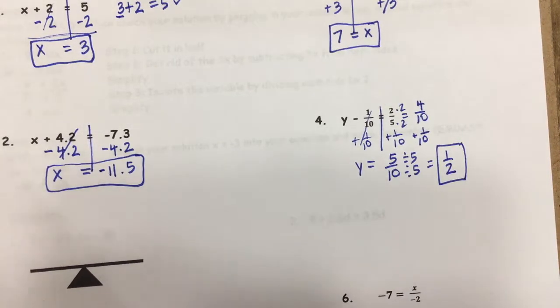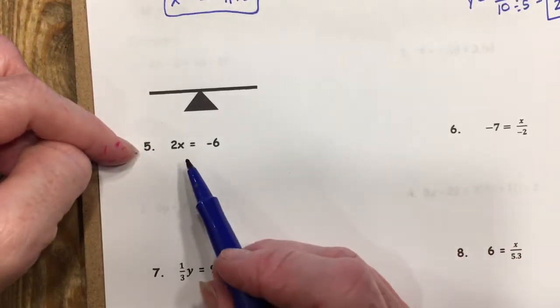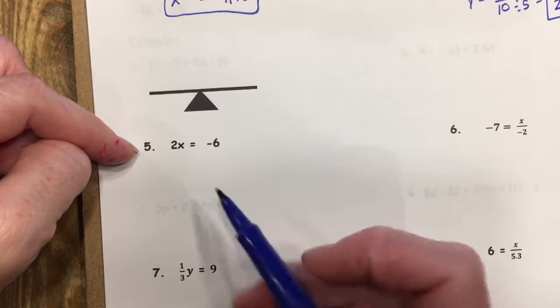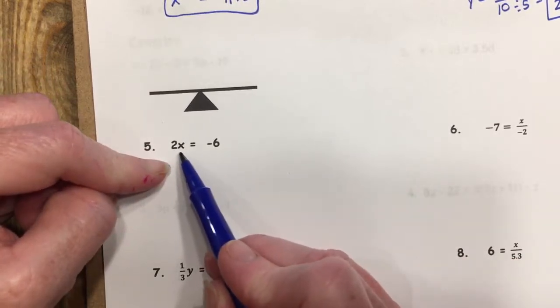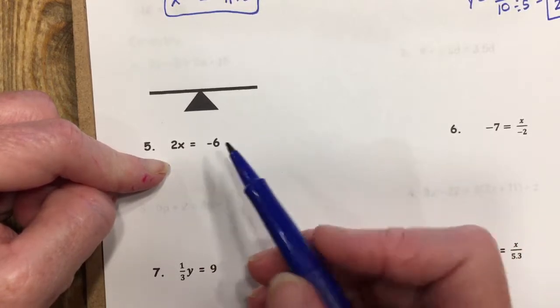Okay? All right, I also want to look at when I have multiplication and division in an equation, how I solve with those. So 2x, remember, anytime you have a number next to a variable, that's another way to write multiplication. So this means 2 times x.